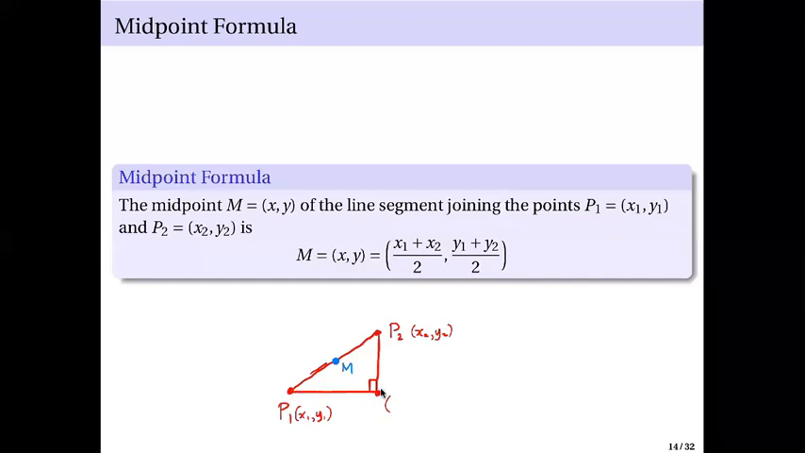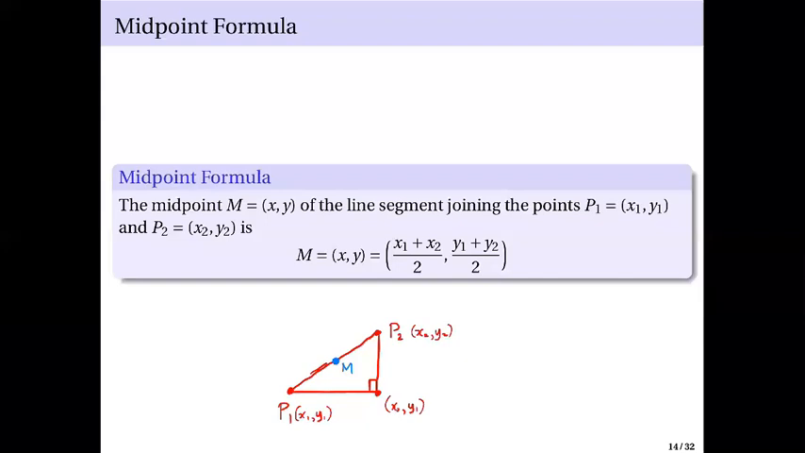So in here, you are fixing y. So you have y1 in here. In here, on this vertical line, you are fixing x. So you have x2 in here. Okay?